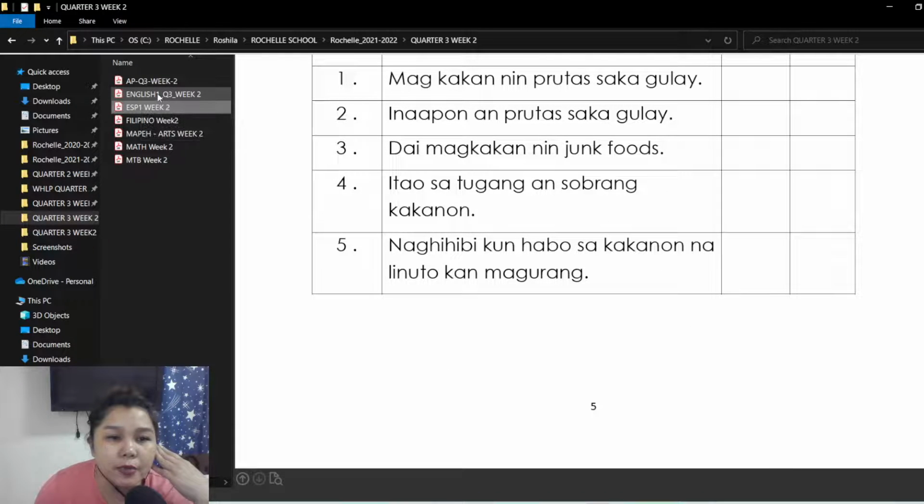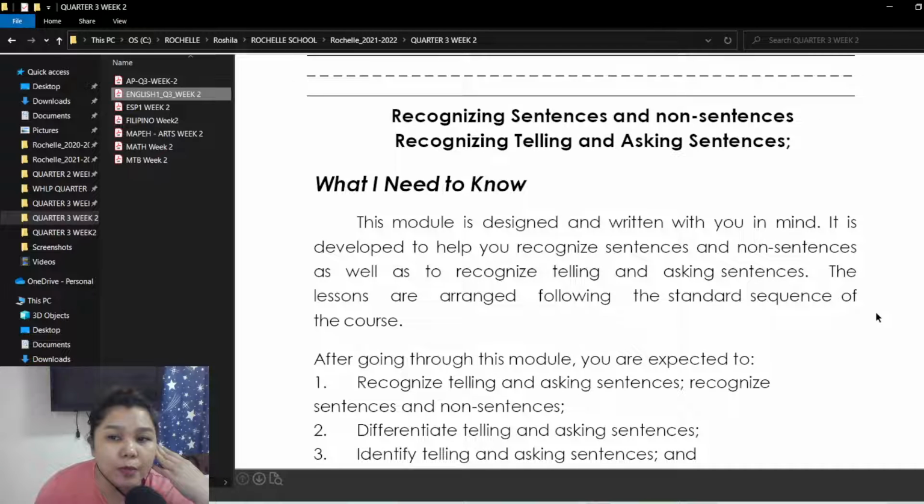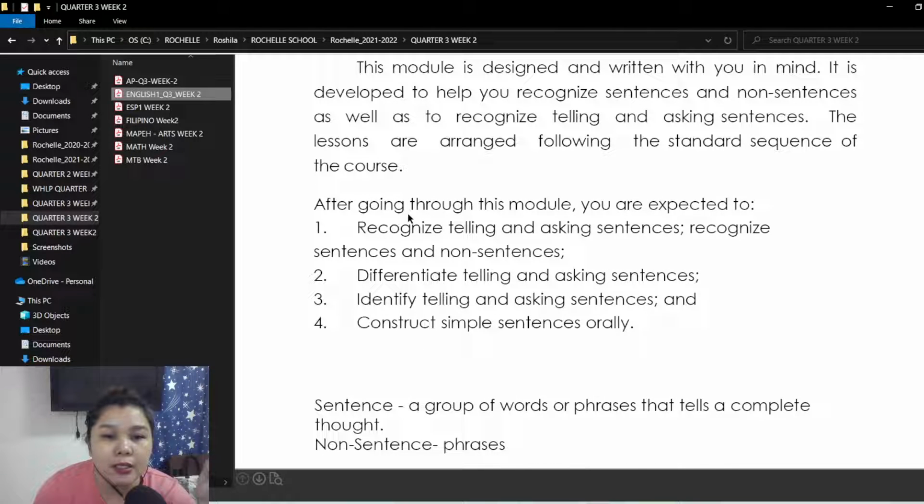And then, on Wednesdays, we have English only. Wala mo ng science. So, this is about recognizing sentences and non-sentences. Tapos, recognizing telling and asking sentences. So, there are 2 topics, 2 in 1. Kasi almost related naman. So after going through this module, you are expected to recognize telling and asking sentences, recognize sentences and non-sentences, and then differentiate telling and asking sentences, identify telling and asking sentences, and construct simple sentences orally.